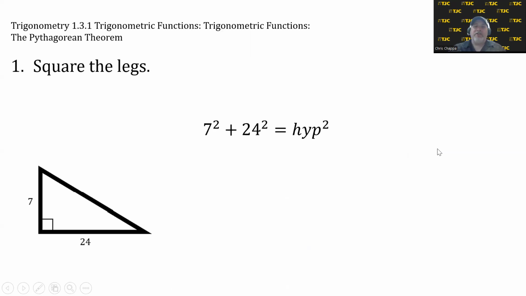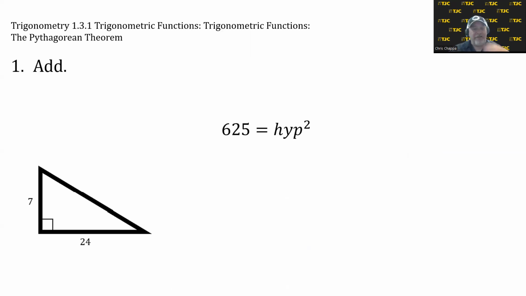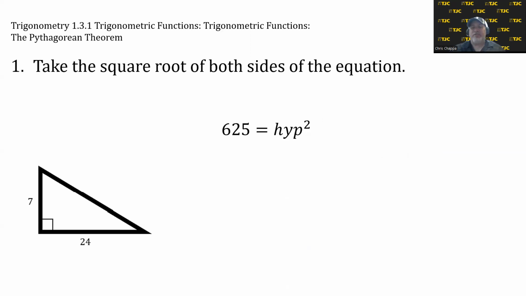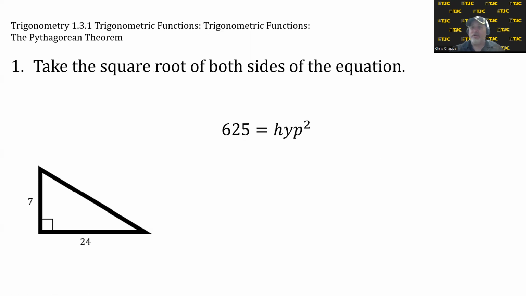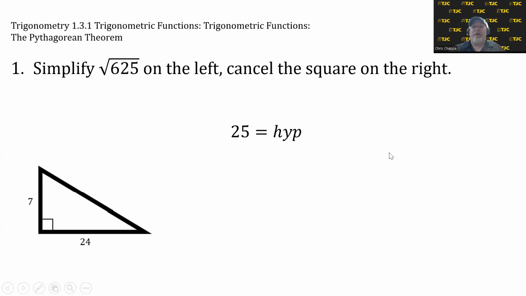Square the legs. 7 squared and 24 squared are 49 and 576 respectively. Add to get 625, and then take the square root of both sides of the equation. We'll simplify the square root of 625 on the left and cancel the square on the right. And we get the hypotenuse is 25. You could argue that the solutions to this equation are both 25 and negative 25. Algebraically, that would be correct. But since this has a geometric context, we don't use the negative length for the hypotenuse.